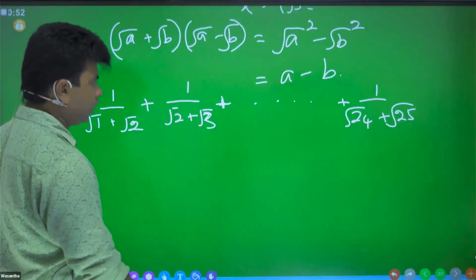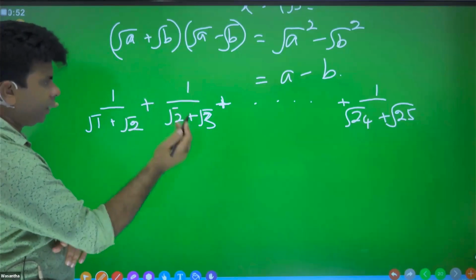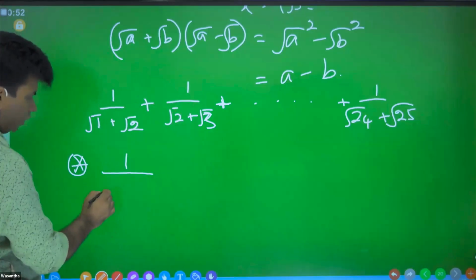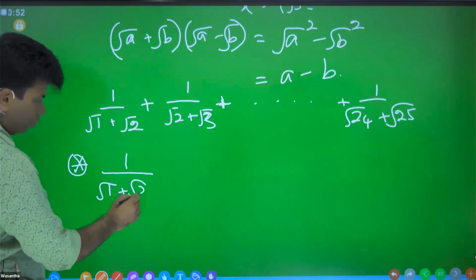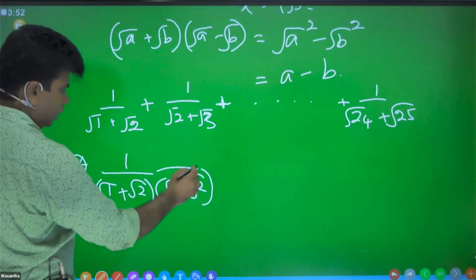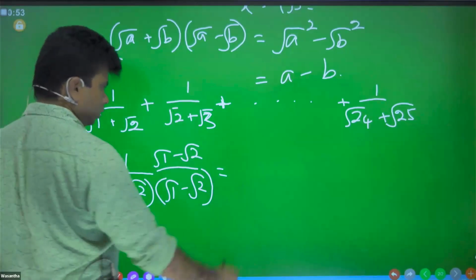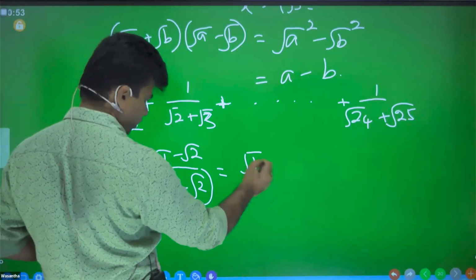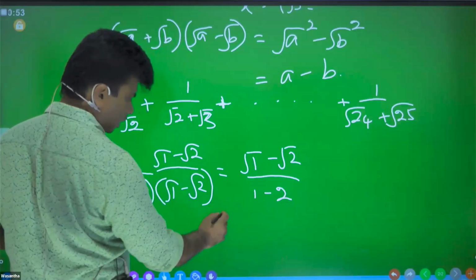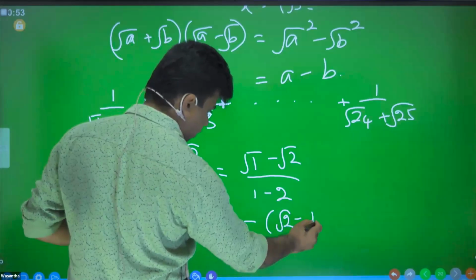If you use this idea directly, what we can see here is that we can multiply and divide by the conjugate, right? Now, 1 over root 1 plus root 2, multiplying by root 1 minus root 2, and here also root 1 minus root 2. Which is equal to 1, I will write here root 2, divided by 1 minus 2. 1 minus 2 is minus 1, then minus into root 2 minus root 1.